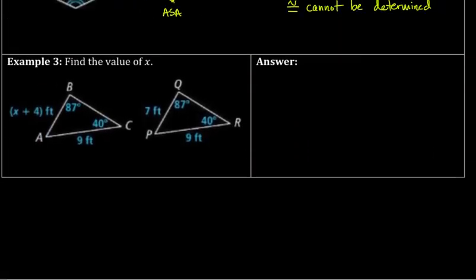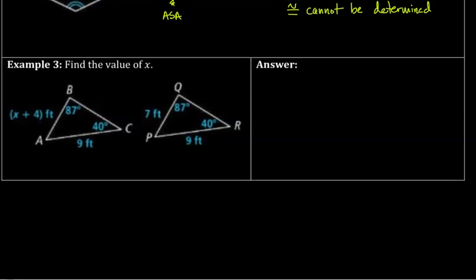Alright, one last example here. Find the value of x. And so we can see we have a couple triangles with some actual measurements here, not just markings, but 9 feet and 9 feet, 87 degrees, 87 degrees, 40 degrees, 40 degrees, 7 feet here, and then an algebraic expression for the length of AB, x plus 4 feet. So what's going on in this picture?